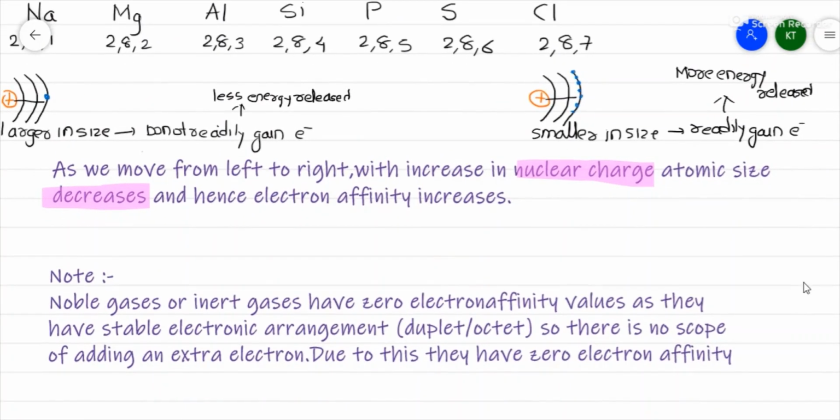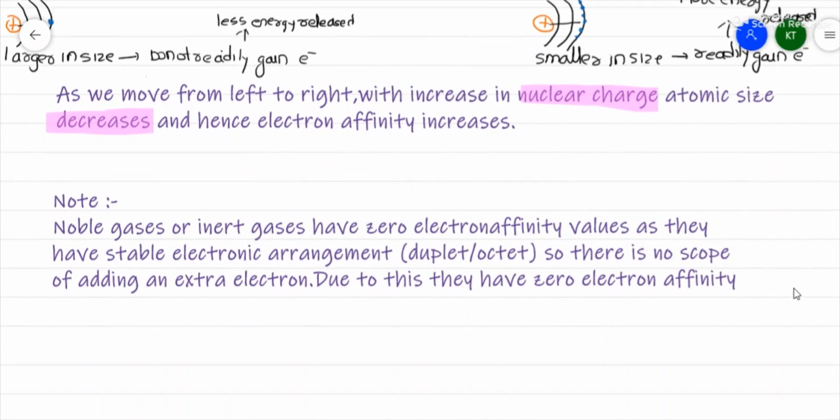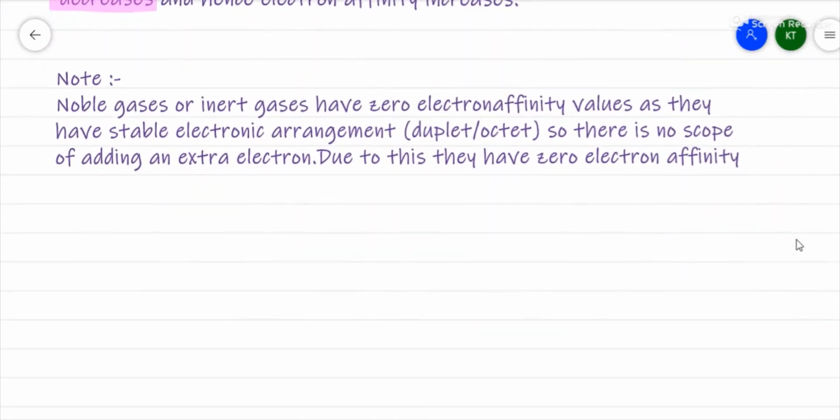Now let us focus on one of the important questions which can be asked as a give reason. Why do noble gases have electron affinity value 0? So noble gases have 0 electron affinity. Why is it so? Let us look into that arrangement. Let me take a few noble gases like neon and argon. Neon atomic number 10, argon atomic number 18.